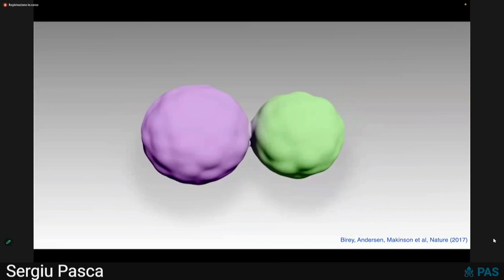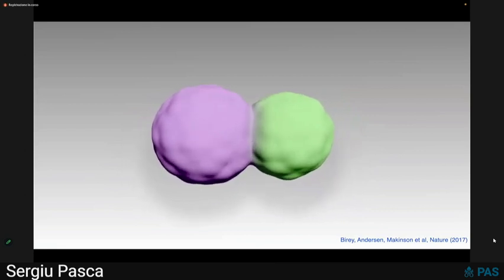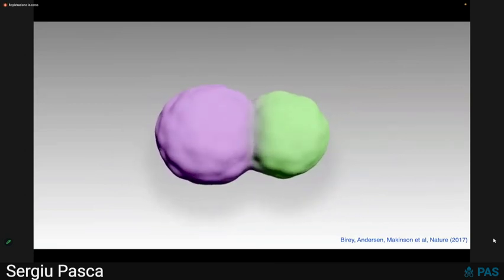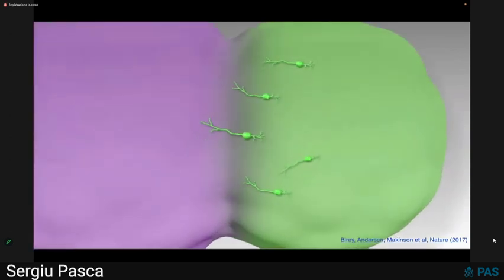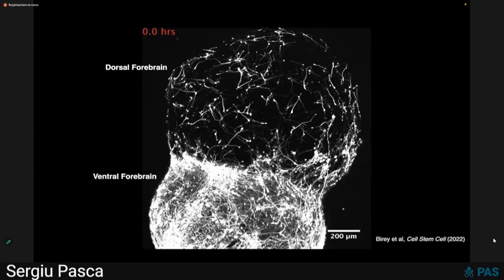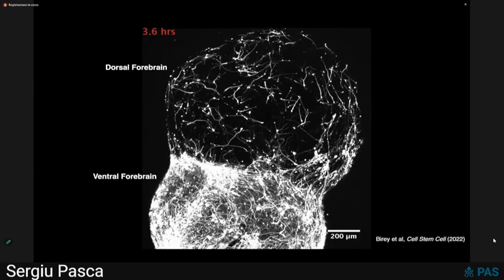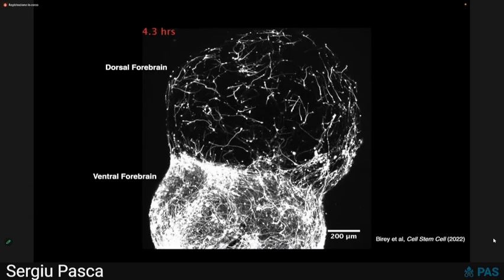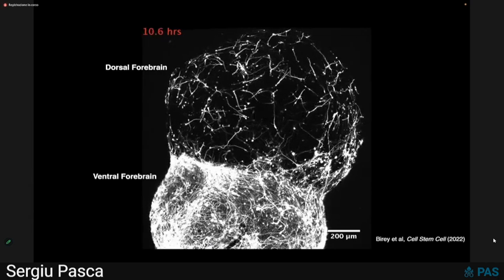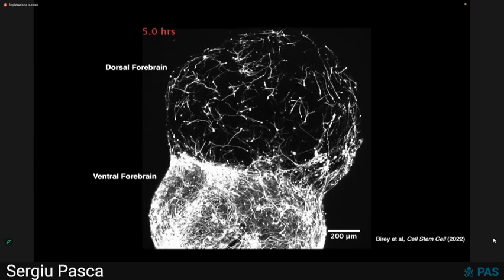And it turns out that when you do this, the expectation was that interneurons, GABAergic cells, would actually identify the dorsal forebrain, point towards it, and start migrating towards that. And that's exactly what happened. And this is one of the first movies of that, where you can see all the GABAergic cells labeled here in white. They're in the ventral part. And essentially within 2 weeks, they have invaded, almost like a tumor, most of the dorsal forebrain.